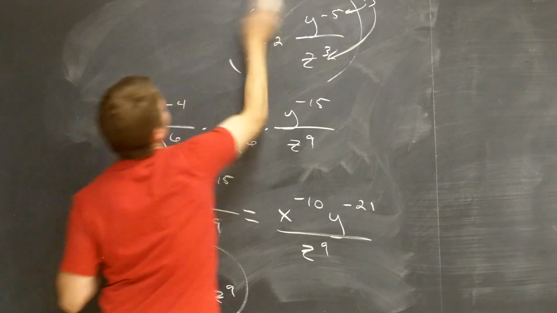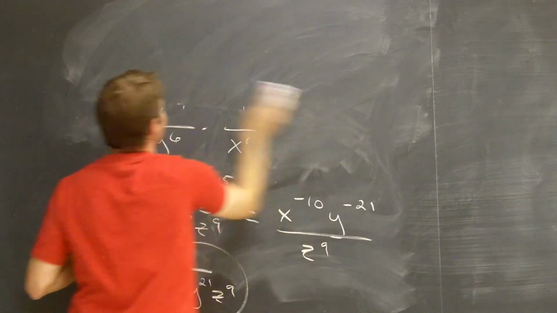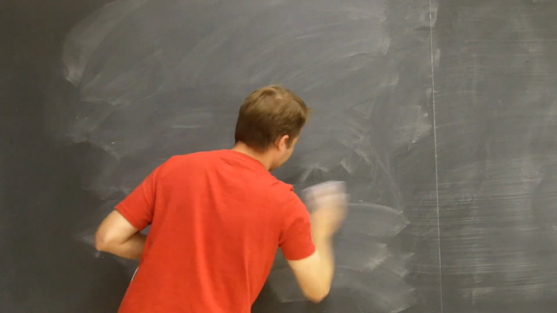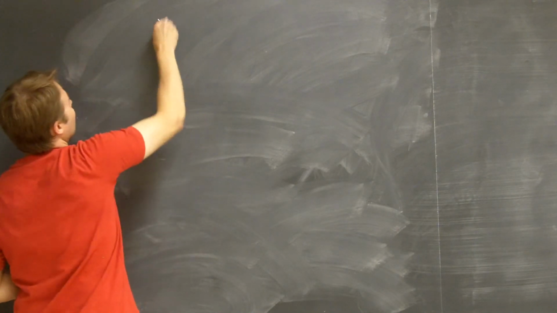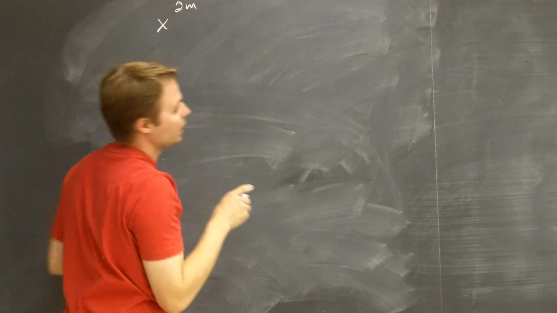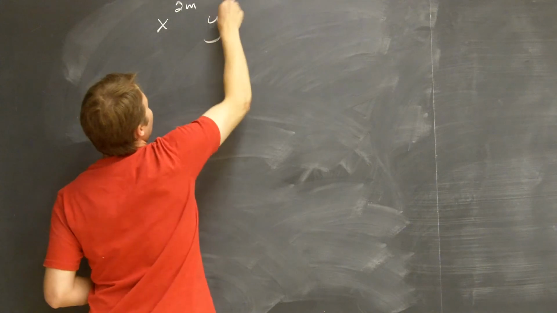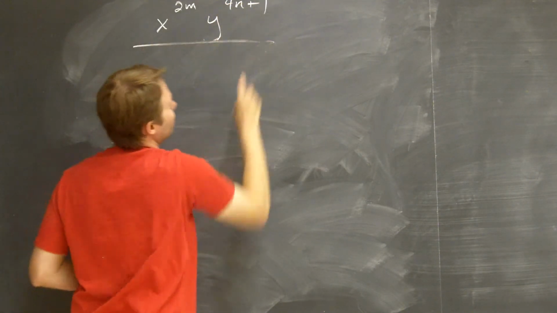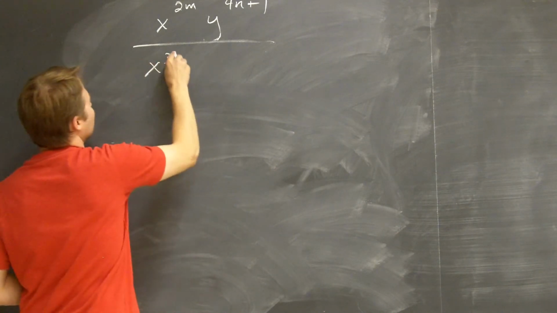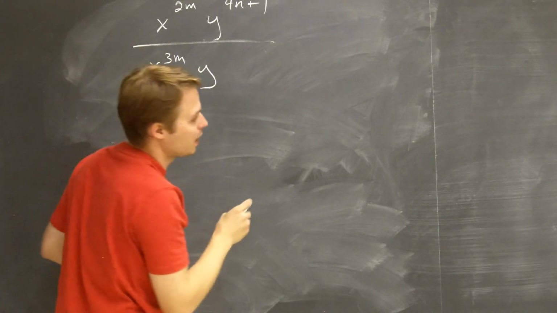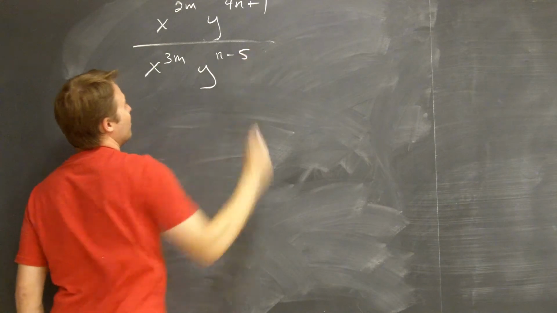Okay, let's do one more that seems like it's a little more complicated, but it's not really. So x to the 2m times y to the 4n plus 1 all over x to the 3m times y to the n minus 5.